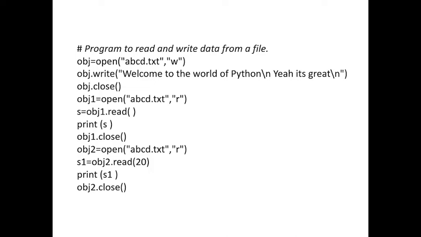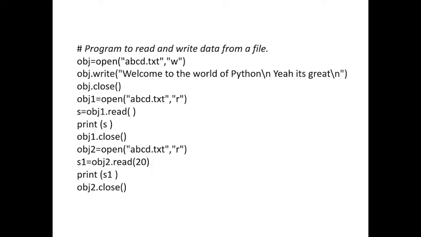Then comes obj1 equal to open abcd.txt, in double quotes, comma, in double quotes r. That means we started reading mode. S equal to obj1 dot read. We are reading the abcd.txt, and print S. The S value will be read and stored in S, and that value will be printed here. What will it print? It will print welcome to the world of Python. Yeah, it's great.